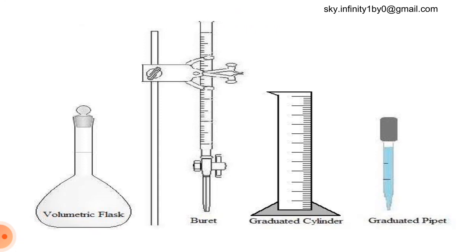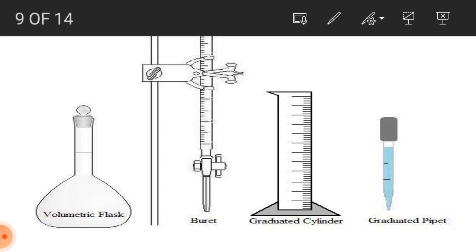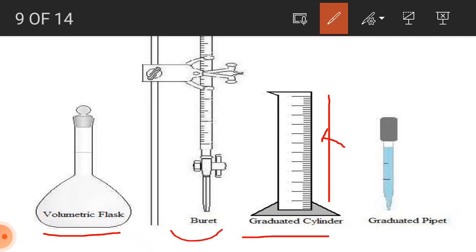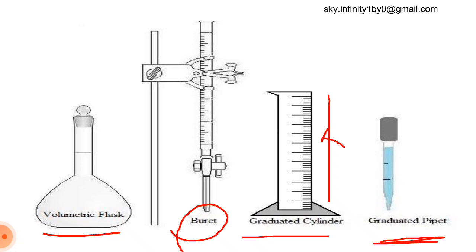These are the various apparatus which are used in laboratories for the measurement of volume. The common one being a volumetric flask and a graduated cylinder. The graduated cylinder has markings on it which gives us the volume of that particular substance. Besides that, we have some other apparatus which is a burette and a graduated pipette, which is also used for the measurement of volume.